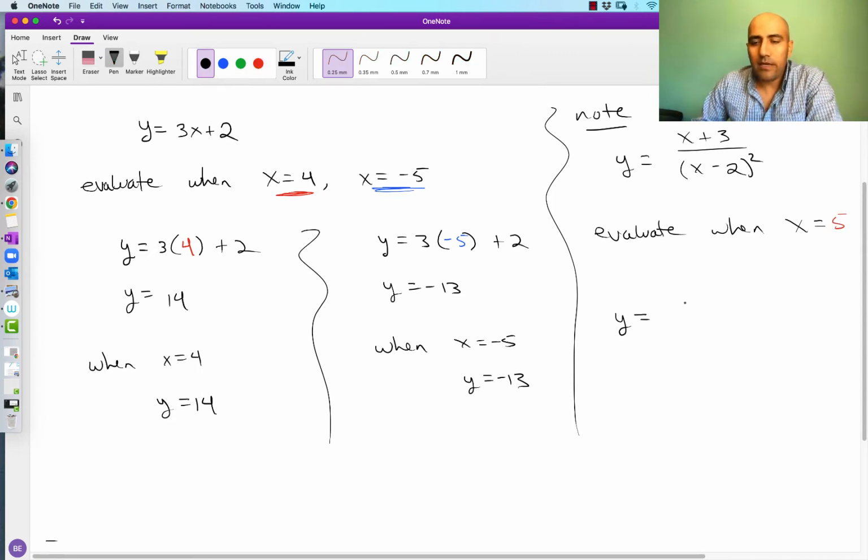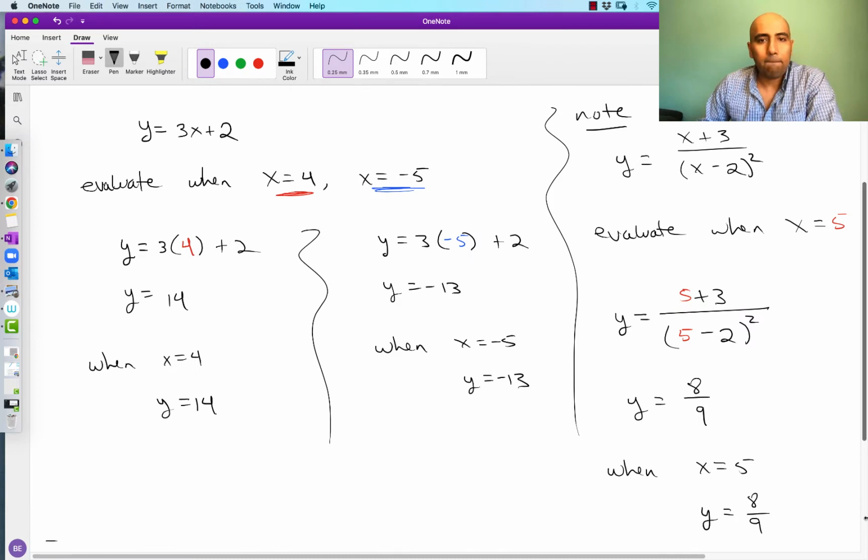Okay, so then we get y equals blank plus 3 divided by blank minus 2, and then that whole thing gets squared. So we're going to put a 5 here and a 5 there. So we get 8 in the numerator, and the denominator is going to become 3 squared, which is 9. So we end up with y equals 8 divided by 9. Okay, so when x equals 5, y equals 8 divided by 9.